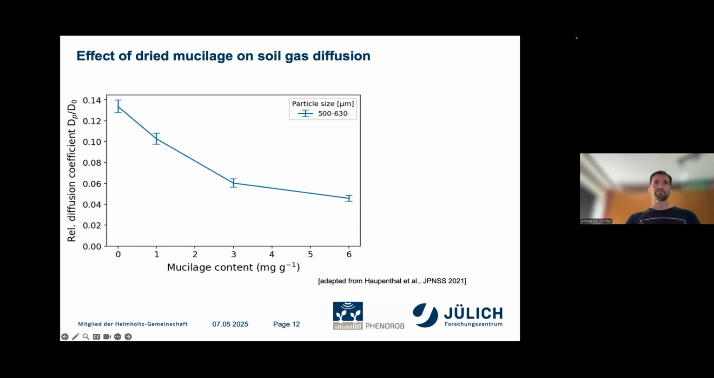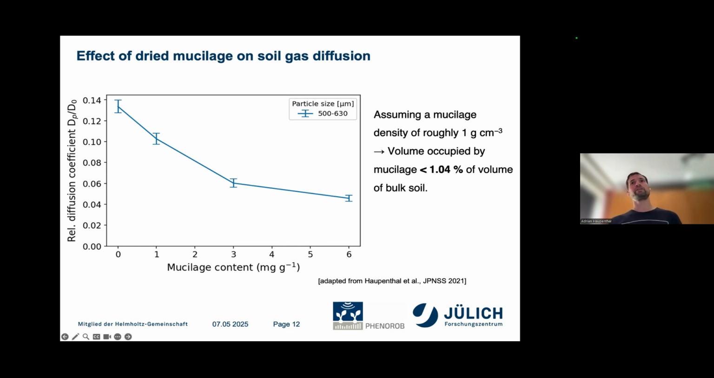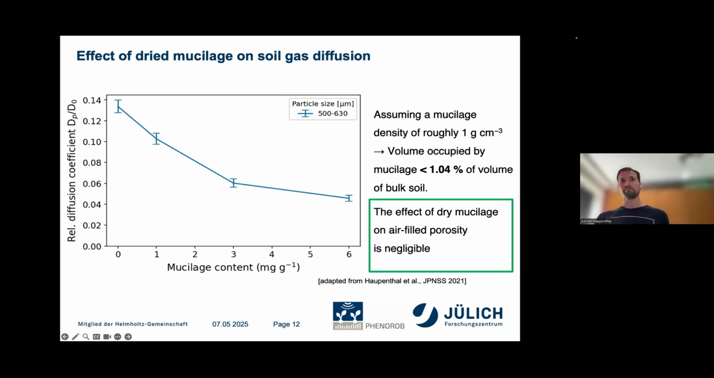For the results, here we can see that with the increasing mucilage content, the diffusion was decreased. We could then assume, if we have a mucilage density of roughly 1 gram per cubic centimeter, that the volume occupied by mucilage in the sample was less than 1.04% of the volume of the bulk soil. So we could see here a reduction by a factor of, I would say, between 2 and 3. And this was without affecting the air-filled porosity. So here we can say that the effect of the dry mucilage on the air-filled porosity was negligible, and the diffusion was reduced only by these dry mucilage structures.